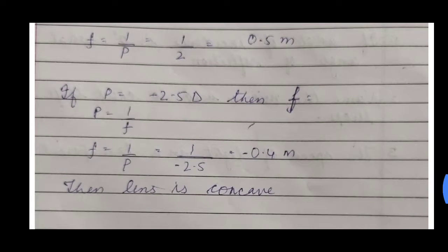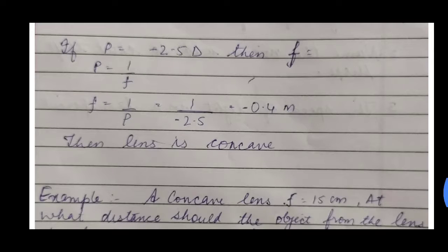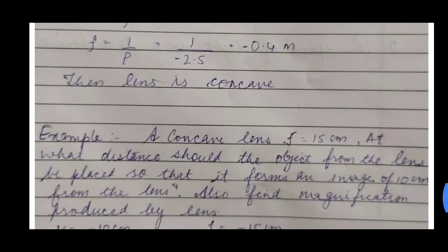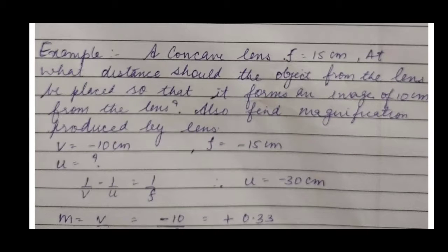Now when your power is minus 2.5 D, P is 1 upon f, so f will be 1 upon P, equal to 1 upon minus 2.5, that is equal to minus 0.4 meters. Then you will wear a concave lens. Now let's see an example. We have learned the sign conventions and the lens formula. In spherical mirrors we had numericals, and here also we will do certain numericals. Here I am just ending it with a concave lens.